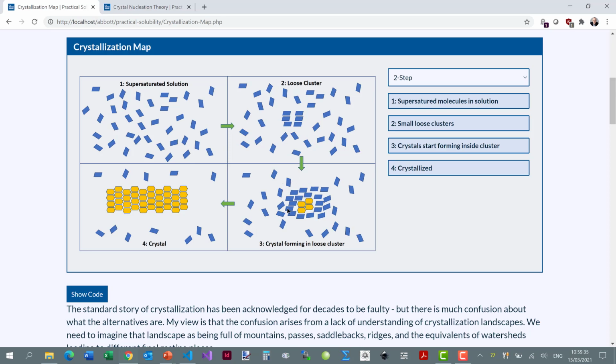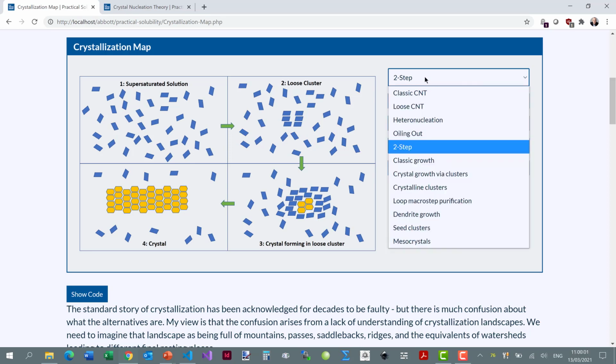In an extreme, before these appear, you could get a very large loose cluster. In fact, it would be equivalent to an oiled out drop. So you haven't got a big blob come out, you've got a little drop coming out, and then that drop can start having these clusters inside. There are many variants on this. So I'm not against two-step, it absolutely exists, but it is only one of many possibilities.